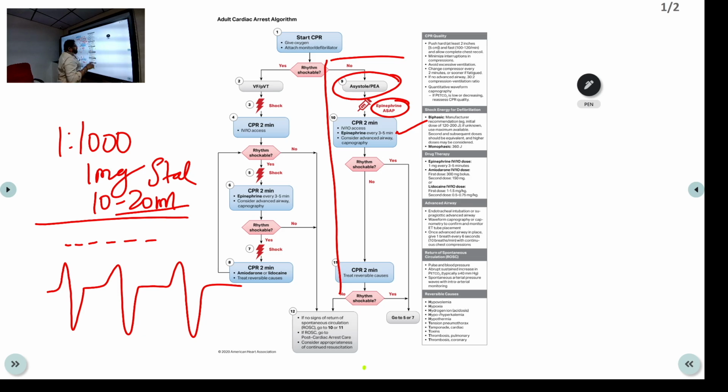So we will come back to our resuscitation. So what we have done, we have continued the CPR.